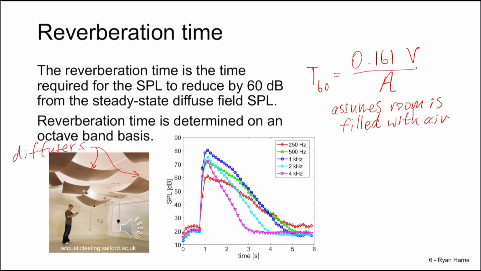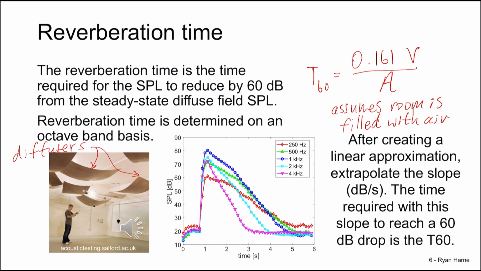And now that we've got our data, we can approximate T60 for each of the octave bands by creating a linear approximation of this slope. The time required for this slope to reach a 60 decibel drop is the T60.